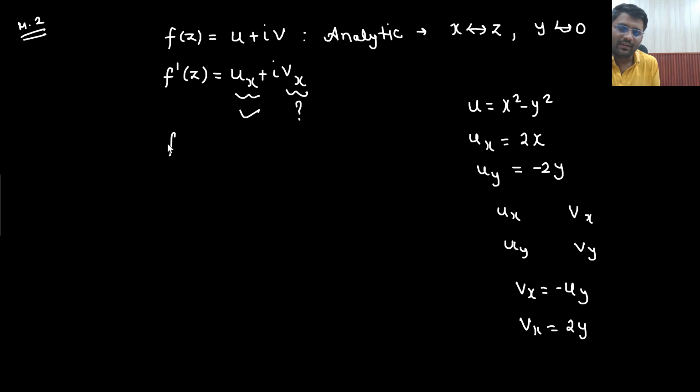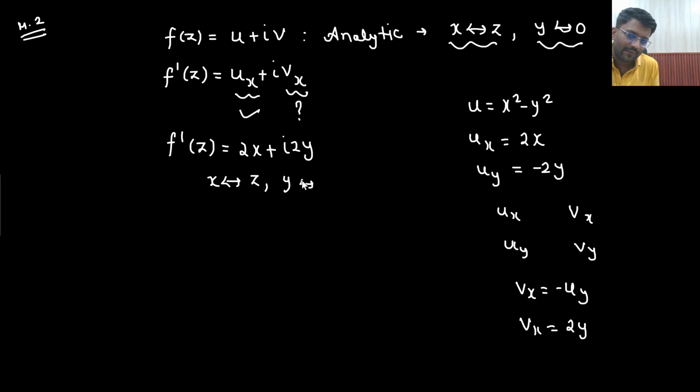So from here, my f dash z is coming out to be ux, which is nothing but 2x, plus iota vx. Vx I was not having. Vx equals minus uy. Uy I found out was minus 2y, so this is coming out to be 2y. This is the differentiation that you are getting. Again, since it is analytic, if f of z is analytic, then f dash z will also be analytic only. Since it is analytic, x is z, y is 0. So in place of x you will put z, and in place of y you will put 0. So f dash z would be equal to 2z.